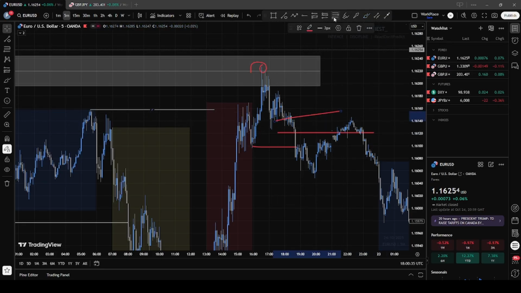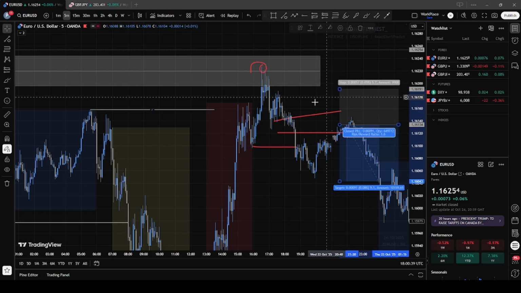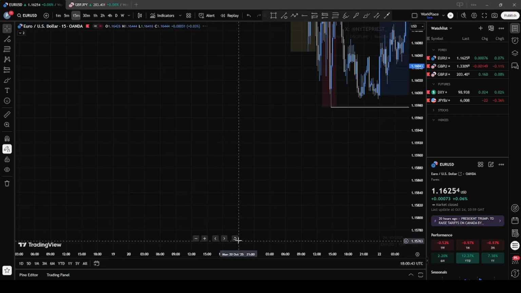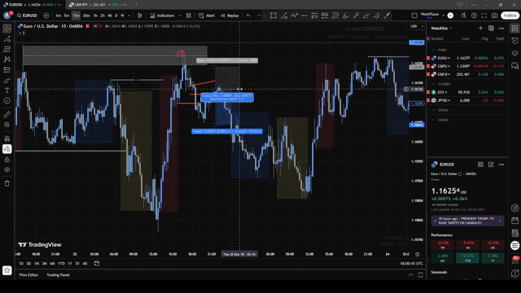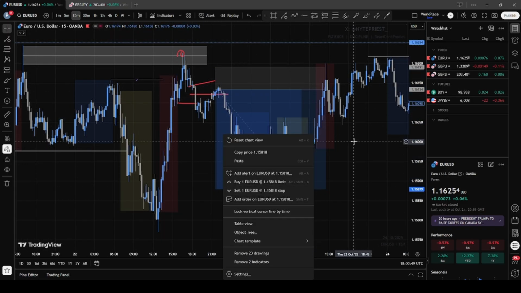Okay, so it was something like this. My stop loss above here, my take profit on that 50 minutes supply.